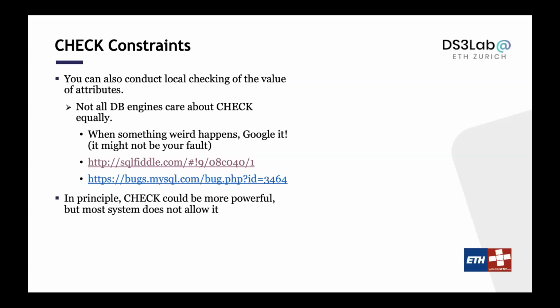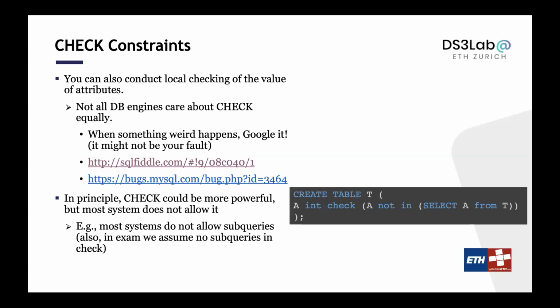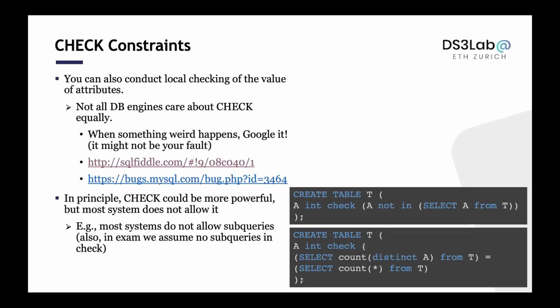In principle, check could be more powerful, but the systems do not support it. For example, in principle, I could have a subquery in a check, and that can really make it amazing because you can specify a whole bunch of things. But most systems do not allow subqueries. Actually, I do not know of any system that supports subqueries. Check in our case is always local to each tuple. It can only use the values of a single tuple, not the values of other tuples.